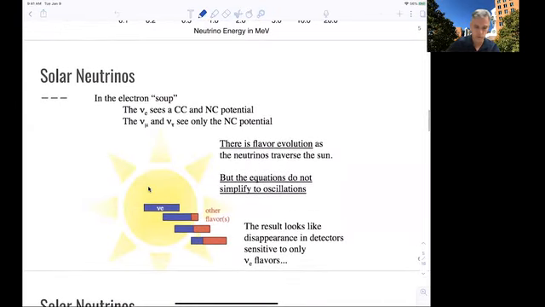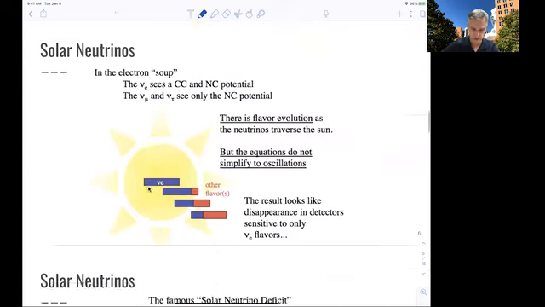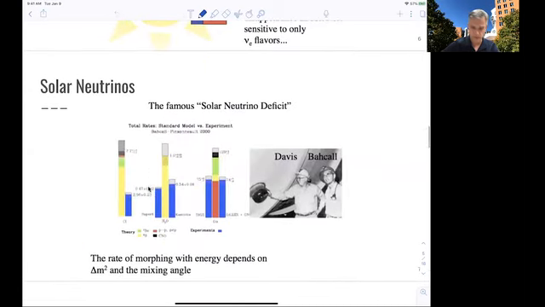So there's a soup of electron neutrinos. They start interacting with the sun, and there's a little bit of a flavor evolution within when they go through the material of the sun. But what you want to really do is look for disappearance in detectors which are sensitive to electron neutrinos. And that has been done in a number of experiments.